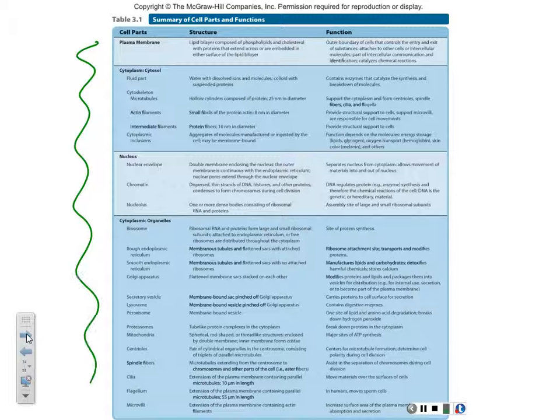Again, a summary of all the things we just talked about, all the organelles and their functions, right? So if you want to see them all in one.